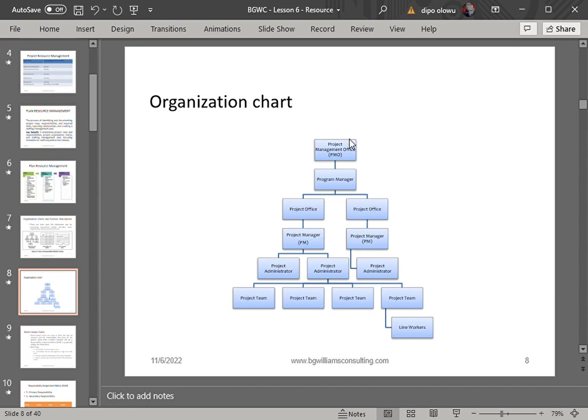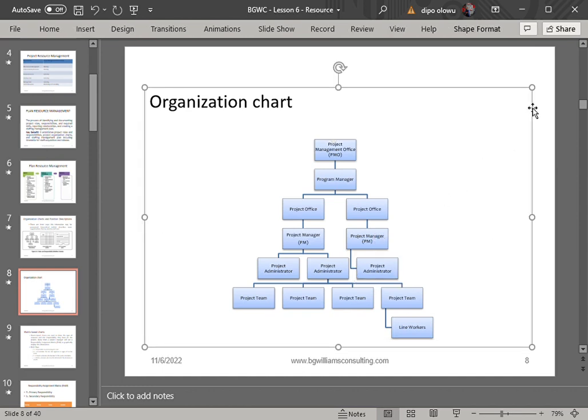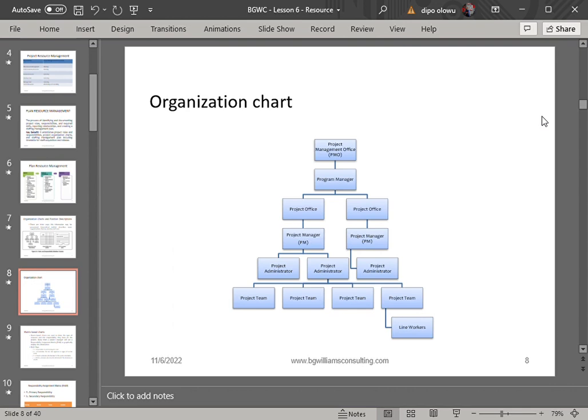So you can see that in the concept of the organizational chart, the project manager can easily assign roles following the organogram of the organization. Because of this organogram, it becomes easy for the project manager to assign roles and responsibility to all the team members involved. That is using organizational charts to assign roles and responsibility.